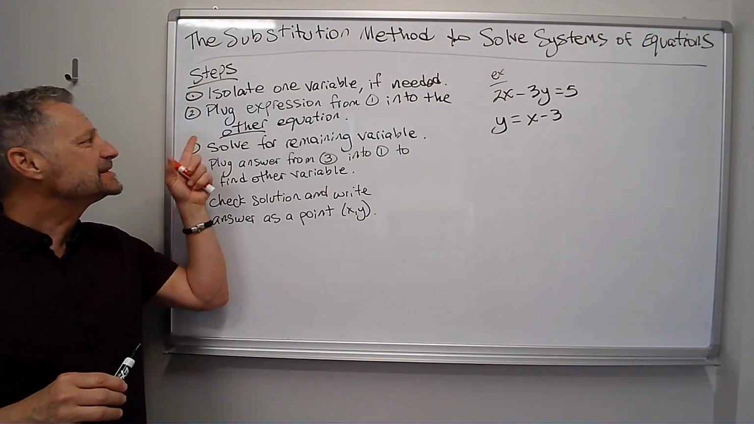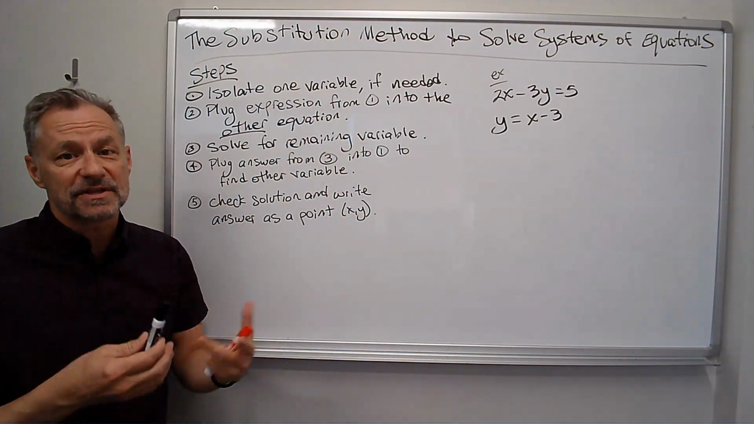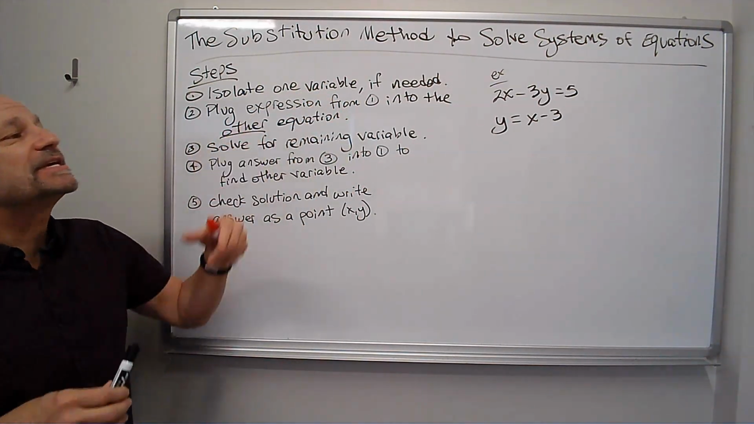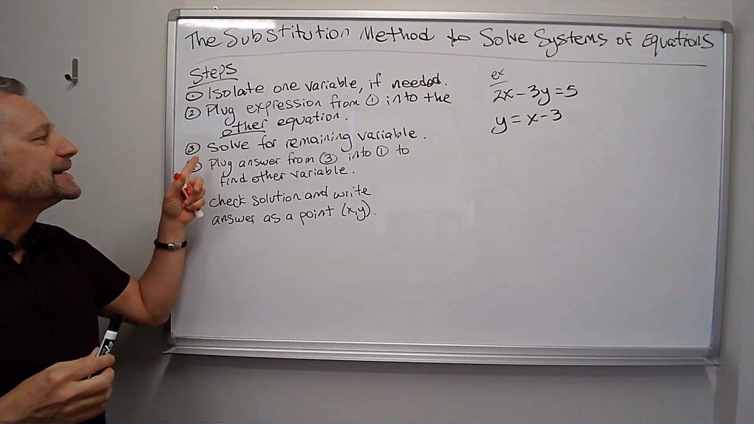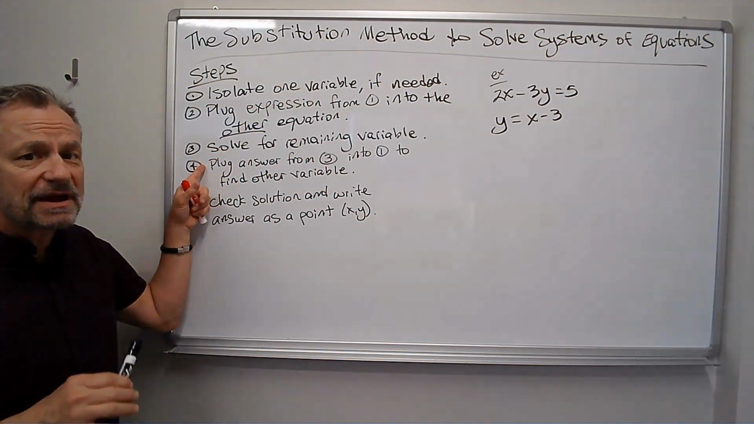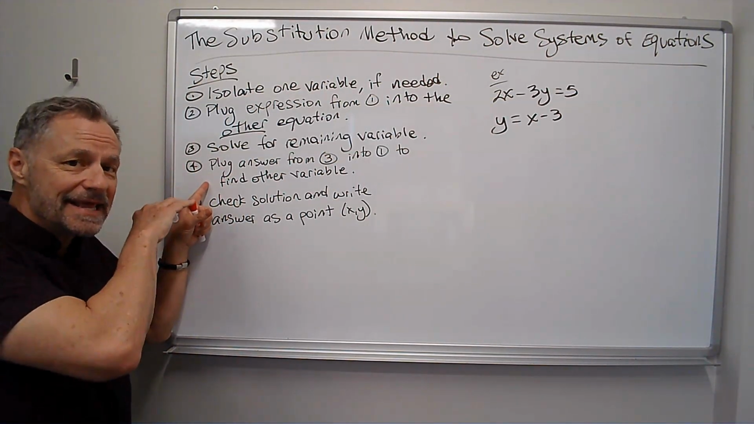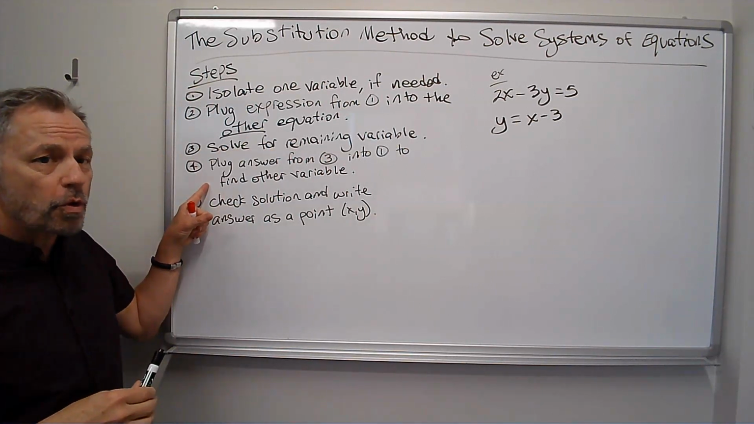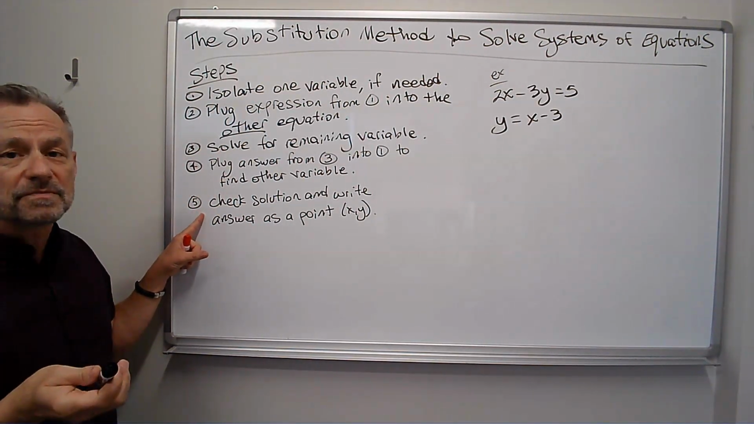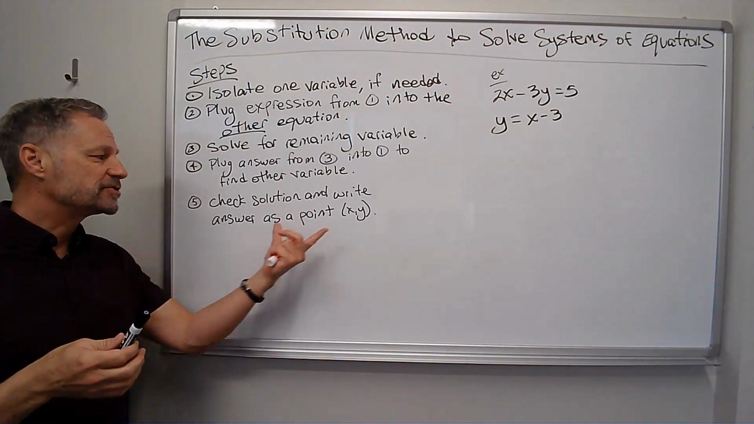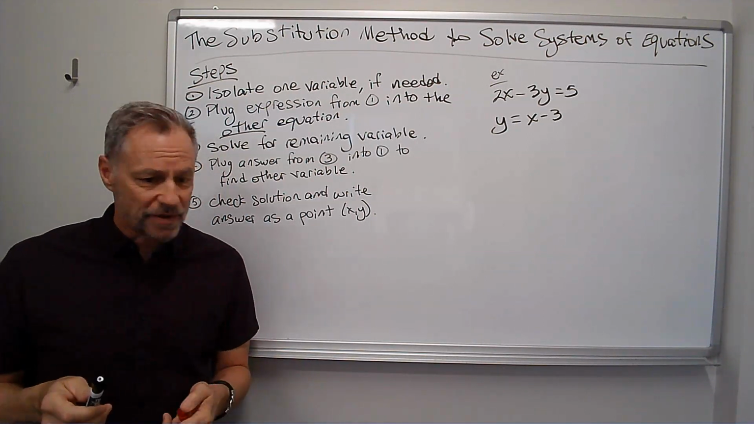Okay, the second step, plug the expression from one that we get, the other side of the equation, into the other equation. And I'll show you that as we do the example. Now solve for the remaining variable. You're only going to have one variable left at this point. And then plug the answer you get there into the other equation and solve for that other variable. Then just check your solution and write your answer as a point, x comma y. So let's do an example so I can show you what this means.